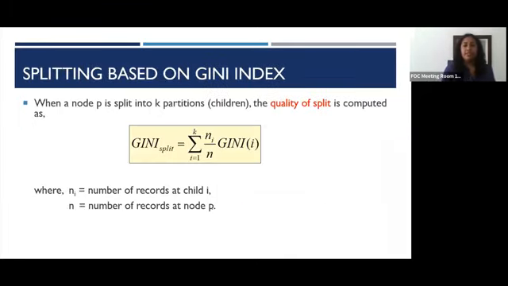Okay. Now here is another one, and this is also the Gini index. This is the equation that you can use to find out the quality of a split. Please note this one also. Quality of split. This is also the Gini index. When node P is split into K partitions, the quality of the split is computed like this. Please write down that also.